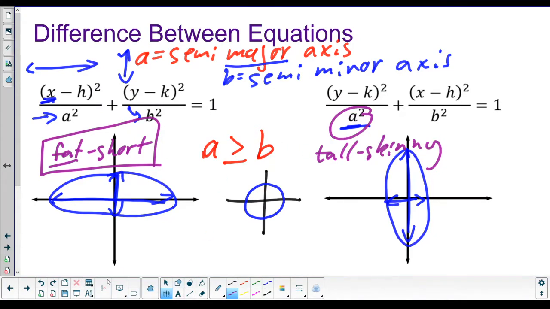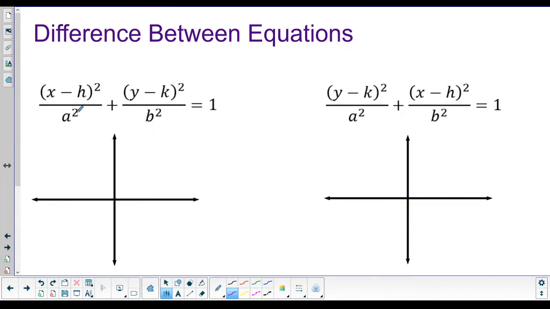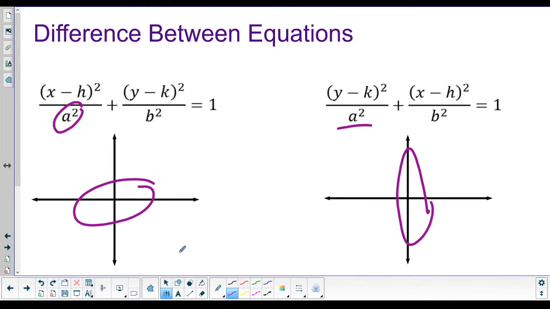All right. So short story long. If A is under the X, you have a wide ellipse. If A is under the Y, you have a tall ellipse. And that's the difference between those two equations. Cool. All right. So we've talked about these equations. We've talked about how H is our horizontal shift, K is our vertical shift, A's the long axis, B's the short axis. Whatever's under the X tells you how wide stuff is. Whatever's under the Y tells you how tall your ellipse is.